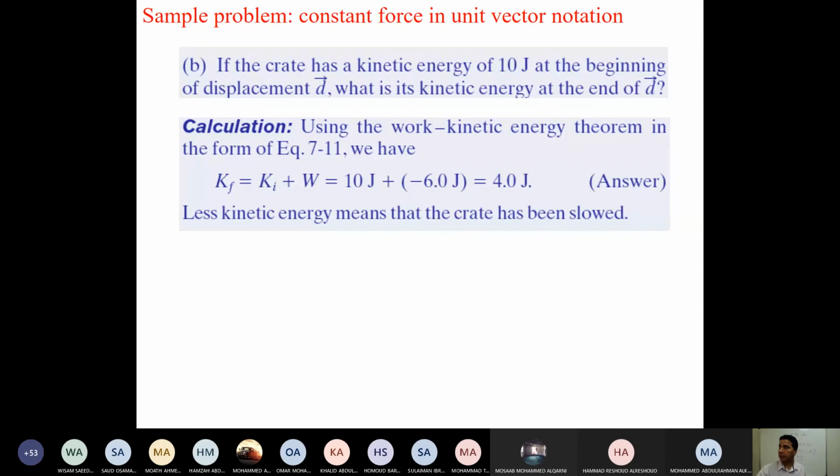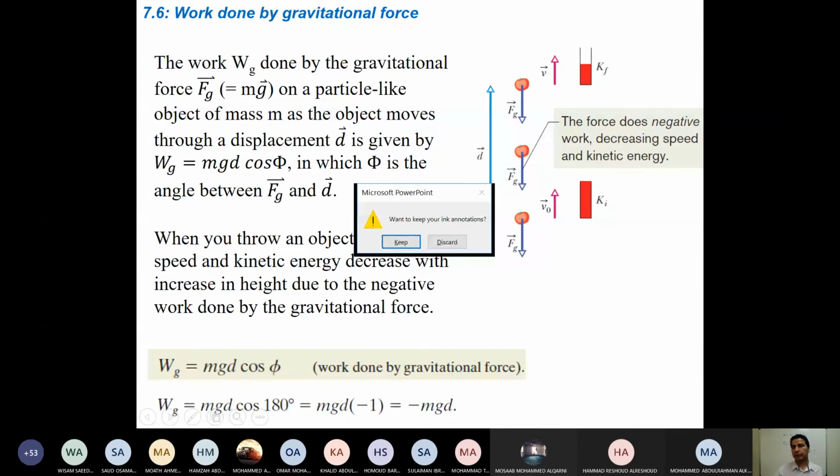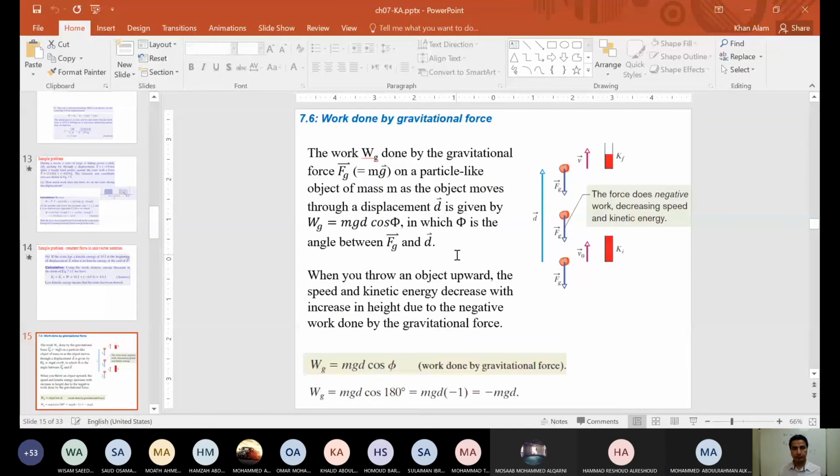Okay. At this point, I'm going to stop. I'm open to your questions. Next topic we will begin. It will be work done by gravitational forces. It will be a little bit more relatively going towards the potential energies. Do you have any question here?